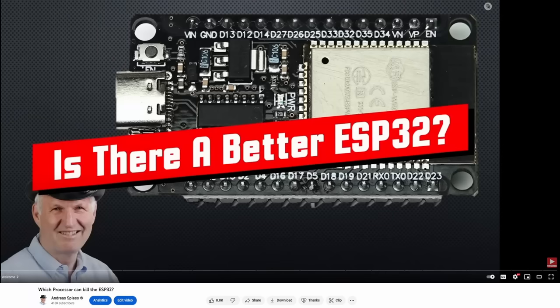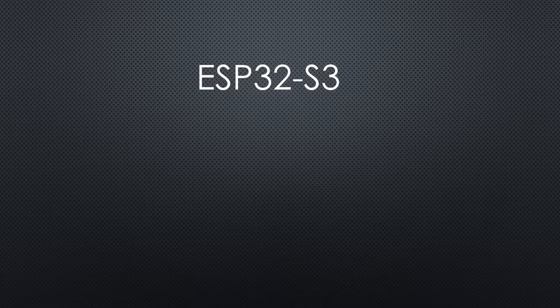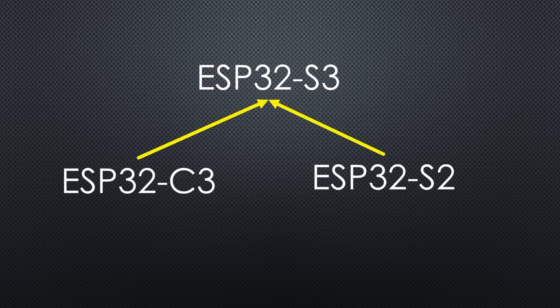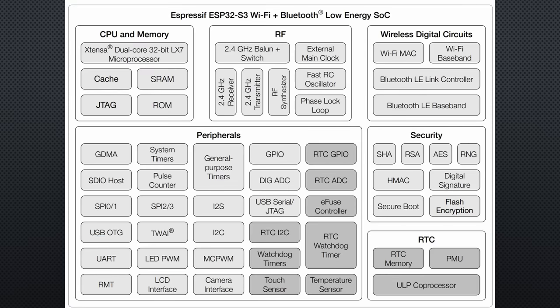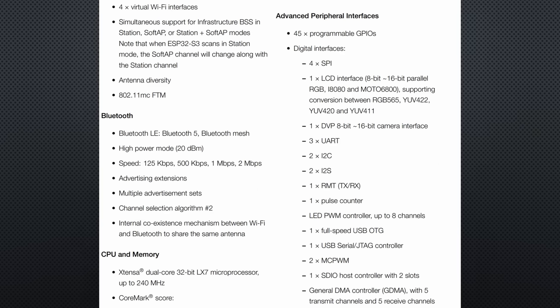In one of my last videos, I introduced the ESP32-S3 as the next generation of ESP32 chips. I will concentrate on this because it has the combined USB features of the C3 and the S2. If we look at its block diagram, we find the word USB in two blocks, USB serial JTAG and USB OTG. A bit later, we find that the S3 offers one full-speed USB OTG and one USB serial JTAG controller.